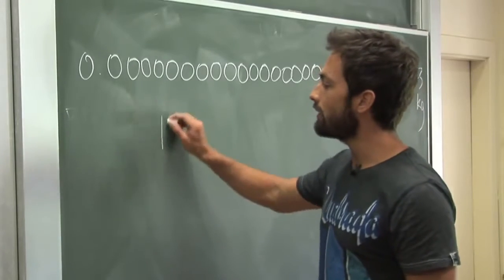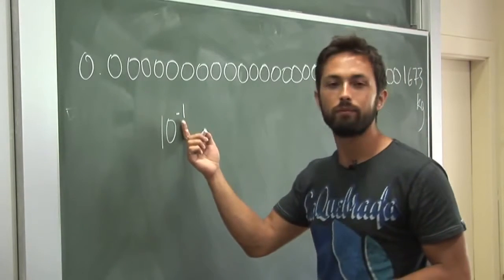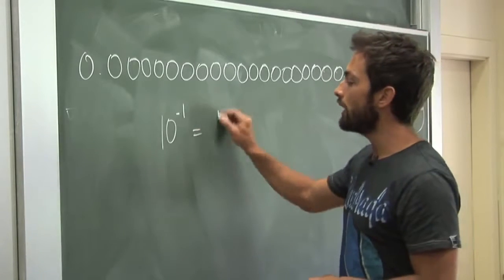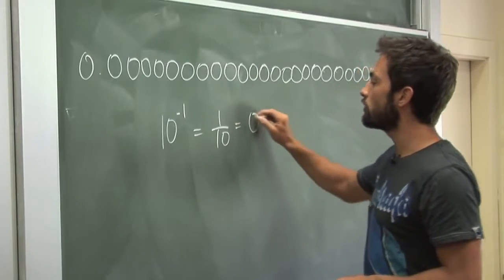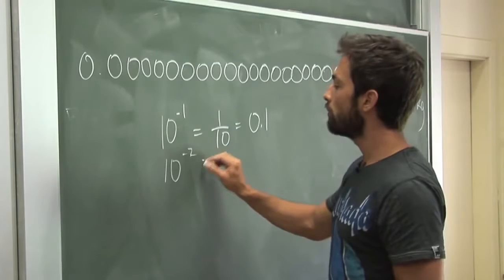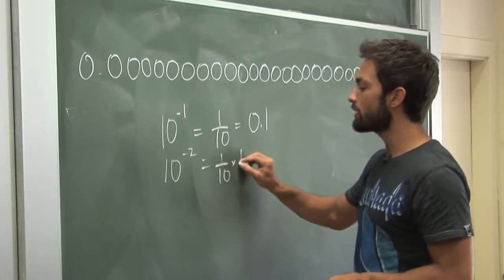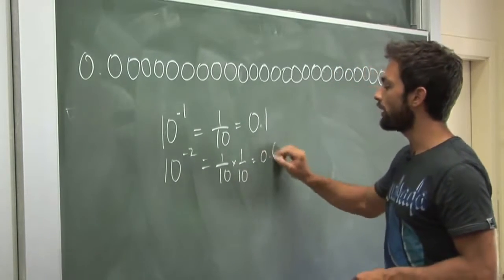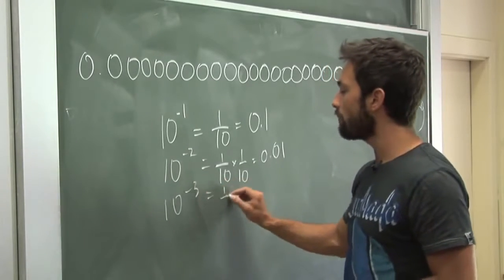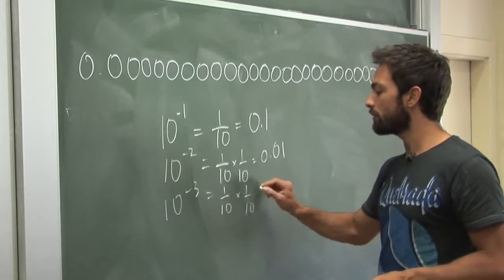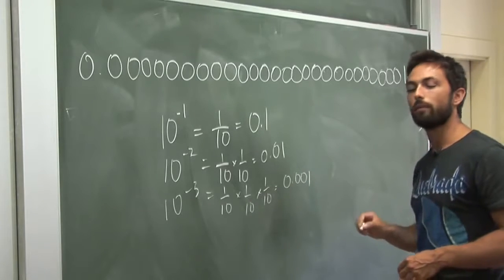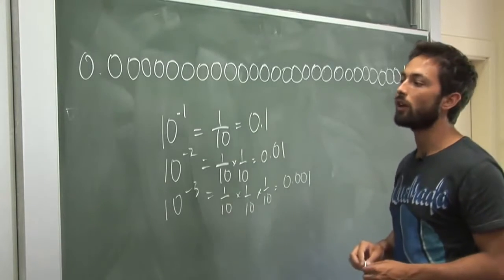If we raise 10 to the power of minus 1, it means divide by 10, not multiply by 10. So this means divide by 10, which gives you 0.1. 10 to the power of minus 2 means divide by 10 twice, which gives us 0.01, a hundredth. 10 to the power of minus 3 means divide by 10 three times, or 0.001. So again, you see a pattern developing.